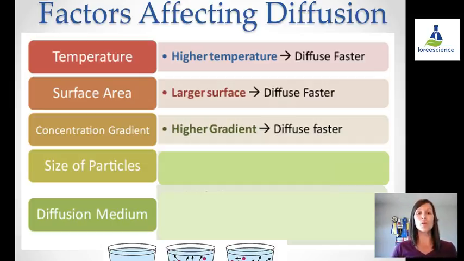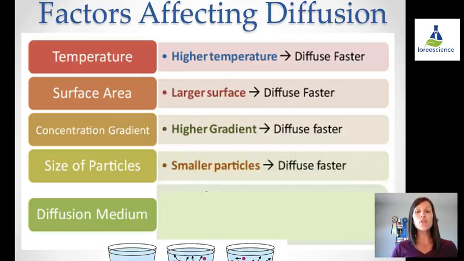Sizes of particles will also affect the rate of diffusion. The smaller the particles, the faster something is going to diffuse, because smaller particles move in and out of other molecules faster and have the ability to spread out, or diffuse, much faster than the large ones. They are less encumbered if they are smaller.